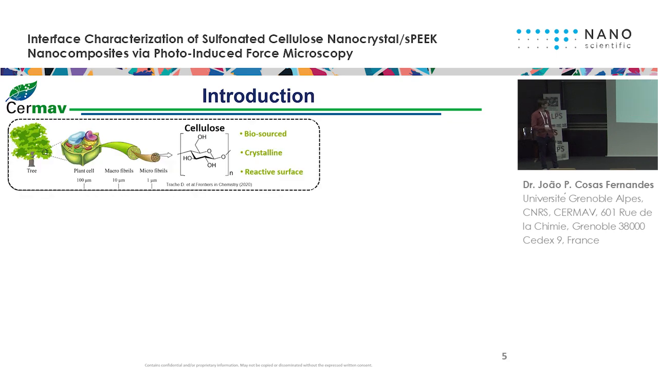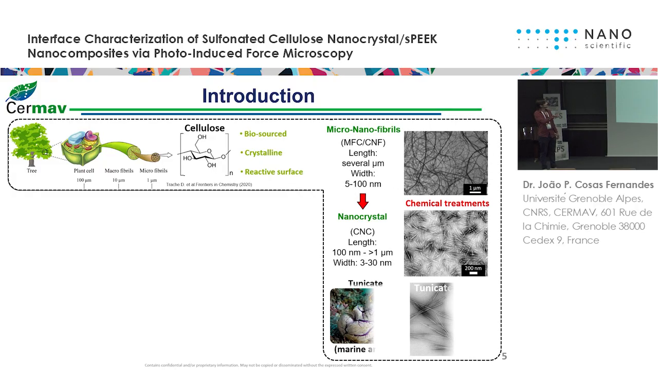In CERMAV we work with cellulose, as I said. Cellulose can come from trees. It's part of the plant cell wall. It's a biosourced material, the most abundant biosourced biopolymer on Earth. It's crystalline and it has a reactive surface that we can modify. We can have it in the form of micro or nanofibrils, with lengths of several micrometers, but also through some chemical treatments, for example, we can have it in the form of nanocrystals, with lengths from 100 nanometers to 1 micron, depending on the source of the plant.